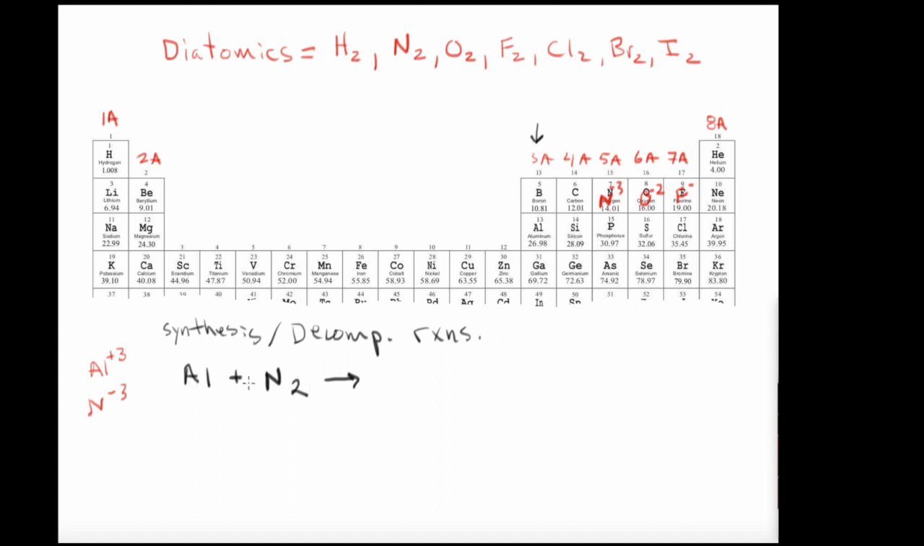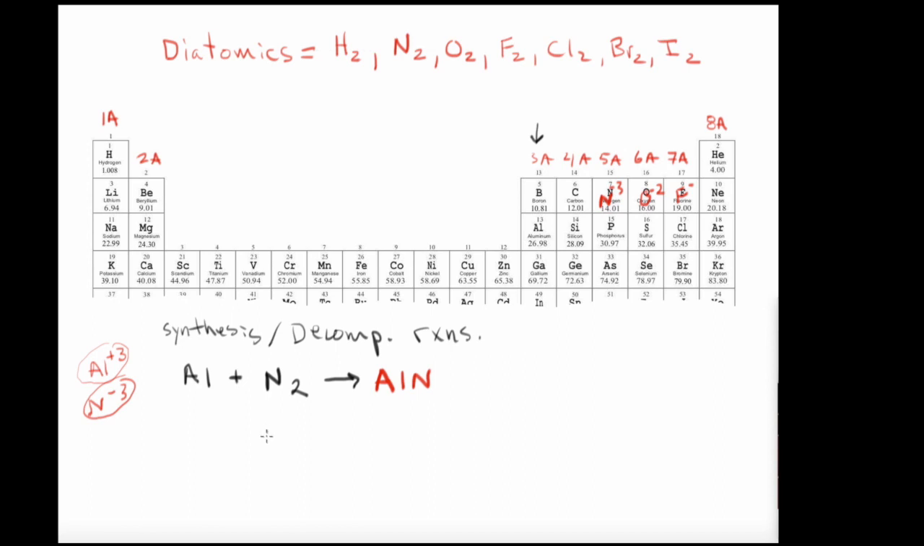All right, so when we write the rest of this equation, then we can predict, keyword, predict the product as being AlN, right? Because it's going to be Al plus 3, which is combined with N minus 3, so they're going to combine 1 to 1. Now, if I was to write the decomp for this, it's literally going to be the reverse.